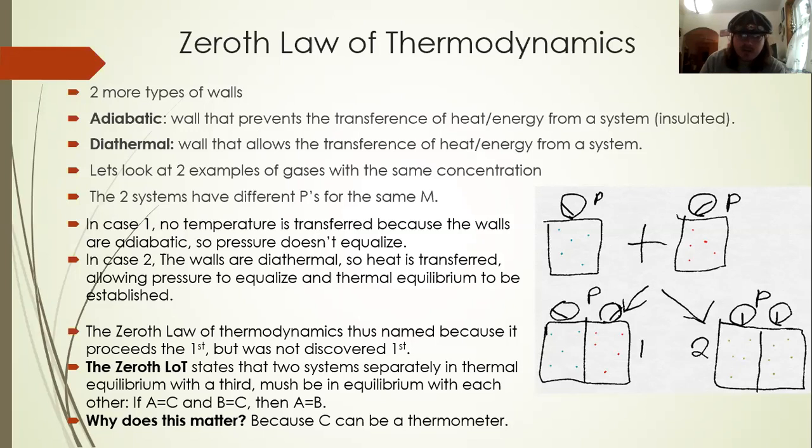So why does this matter? Well, C is going to be our thermometer. So if I put a thermometer in system A and it says 50 degrees and a thermometer in system B and it also says 50 degrees, guess what? They're both in equilibrium. I don't have to touch them together to find out they're in equilibrium.